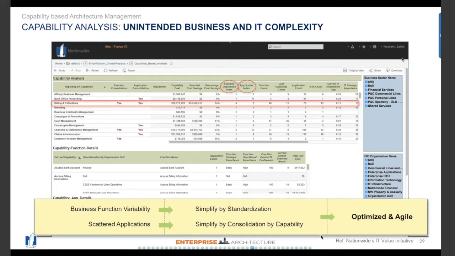And there are two ways for you to simplify. One is standardization. For example, when you have business function variability, you simplify by standardization. And when you have scattered applications, you simplify by consolidation. This is just one of the approaches that we took, and based on this analysis, we have large transformation programs on their way to simplify some of these capabilities.